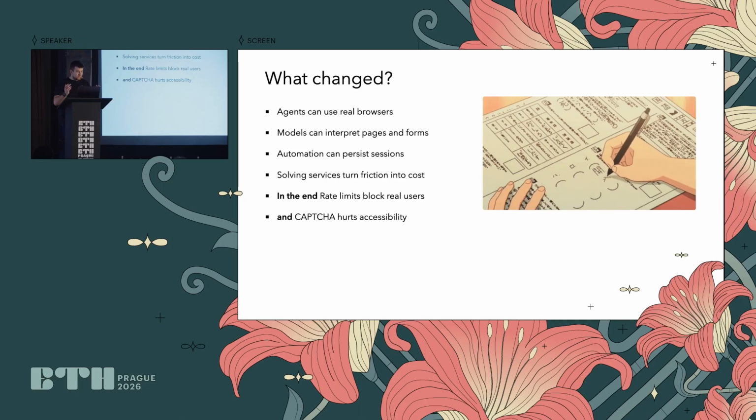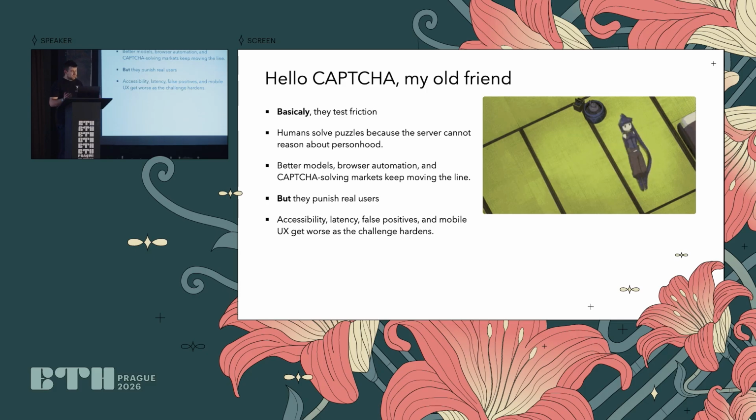And so what changed? Agents can already use browsers. It was released a few months ago that thanks to Playwright MCP, you can just hook up your agent and it freely browses. Models can interpret pages and forms, so basically you don't need to click on the internet at all. And basically every service that is trying to solve this runs into some sort of edge case. In the end, you are basically rate limiting your users or just having CAPTCHA on the site, which really hurts accessibility. And especially with CAPTCHA, it creates friction.